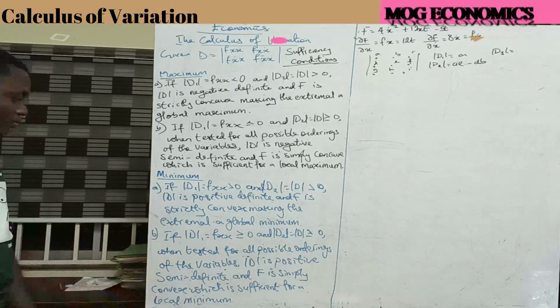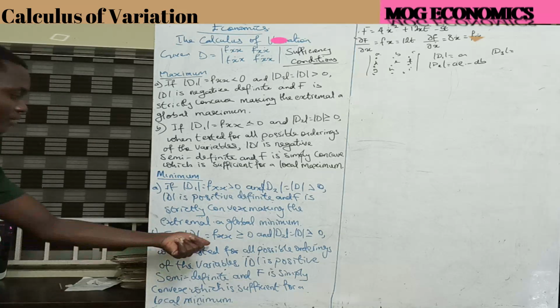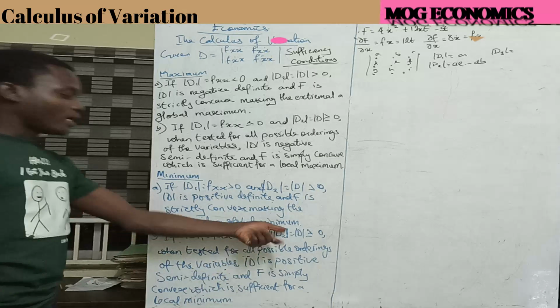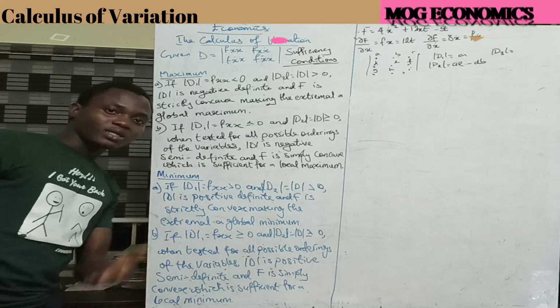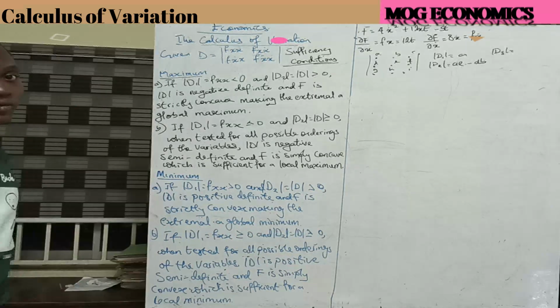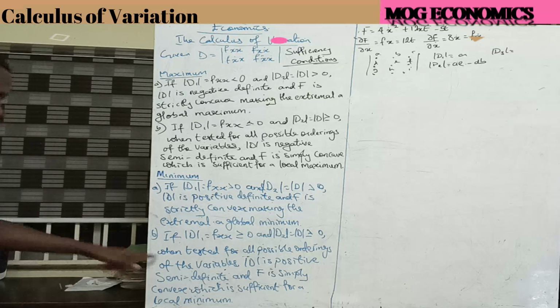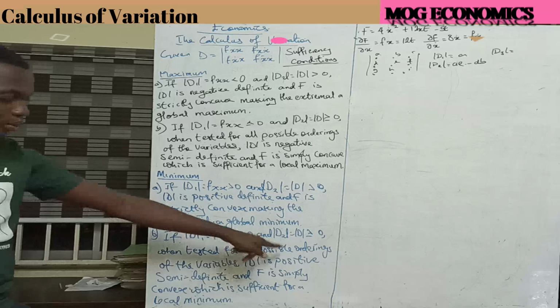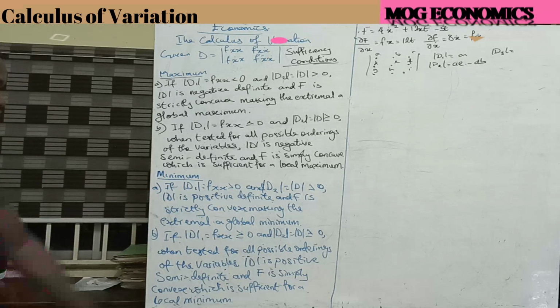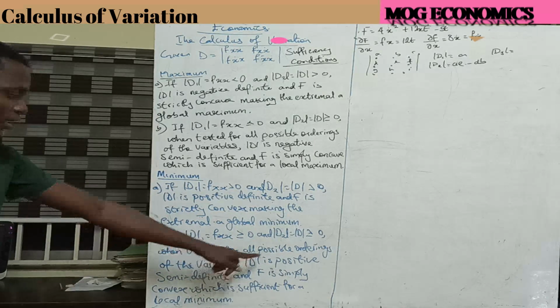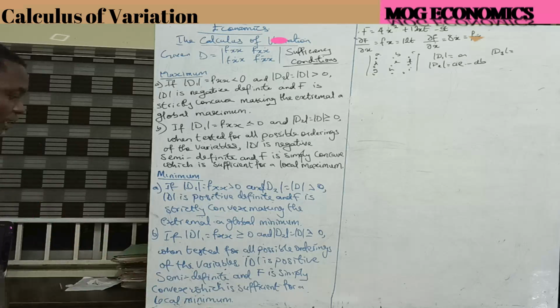Now for the other one, if D1 is Fxx greater than or equal to 0, and this guy is greater than or equal to 0, what are we going to be having? We got it, simply convex, and there's going to be semi-definite. So the same, when tested for all possible orderings of the variables, D is positive semi-definite, and F, which is the functional, is simply convex, which is sufficient for a local minimum.